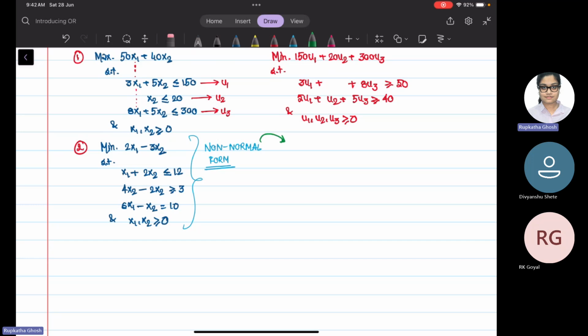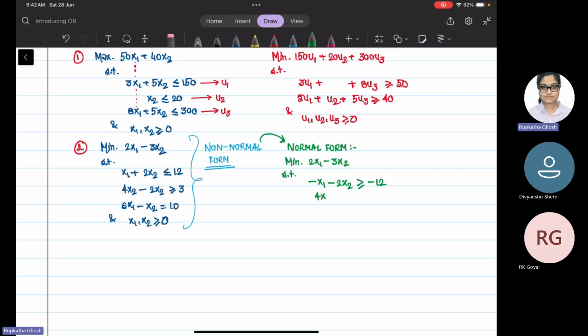I will give you the shortcut methods also, but let's go by the standard. First, we want to convert this to a normal form. So how will it look? This will remain the same, minimization 2x1 minus 3x2. Now, if you want to convert the first constraint to a greater than or equal to constraint, how will you do it? Multiply both sides by -1. Absolutely. Minus x1 minus 2x2 greater than or equal to minus 12. Second one remains the same.